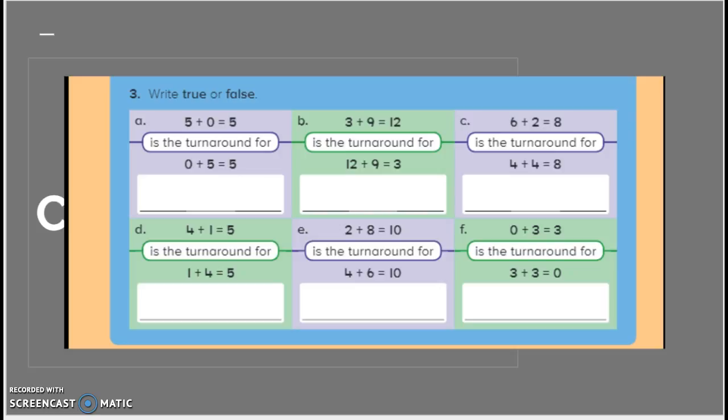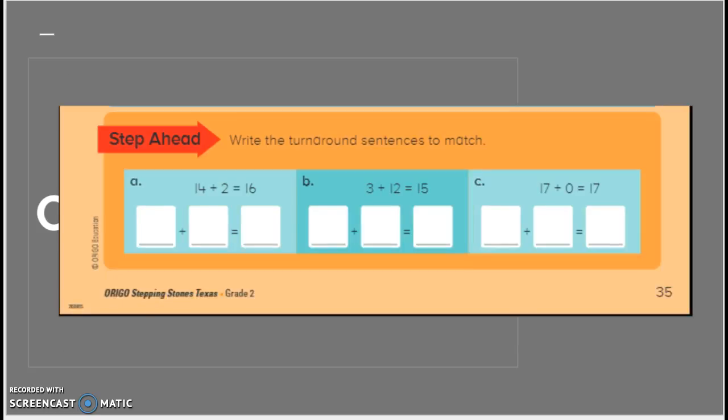Now let's look at our step ahead. It says, write the turnaround sentences to match. There is an A, B, and C part. A says 14 plus 2 equals 16. What would be the turnaround fact to match the parts and the total? Do the same for B. 3 plus 12 equals 15. What would that turnaround fact be? And C, 17 plus 0 equals 17. Fill in the matching turnaround facts for C.